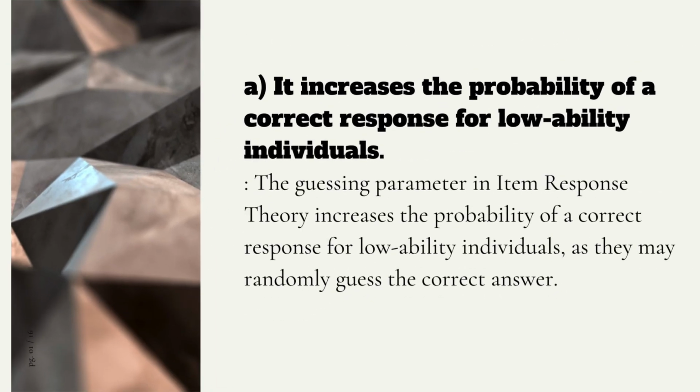A. It increases the probability of a correct response for low ability individuals. The guessing parameter in item response theory increases the probability of a correct response for low ability individuals, as they may randomly guess the correct answer.